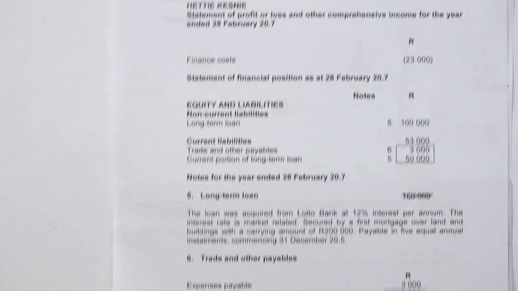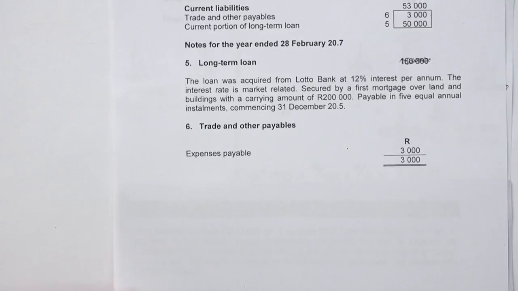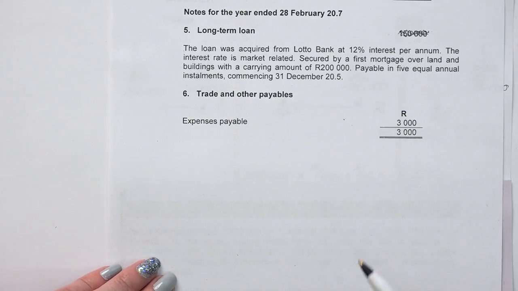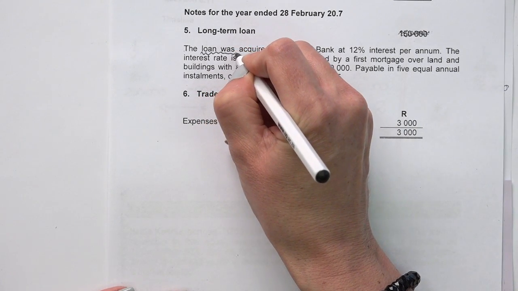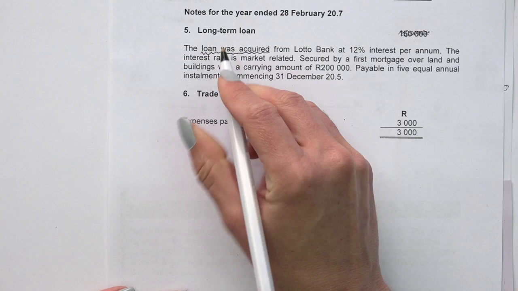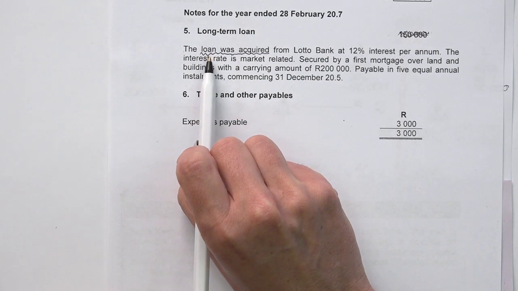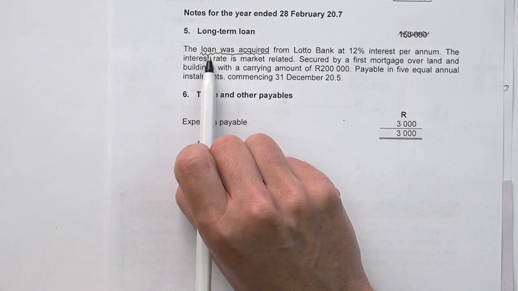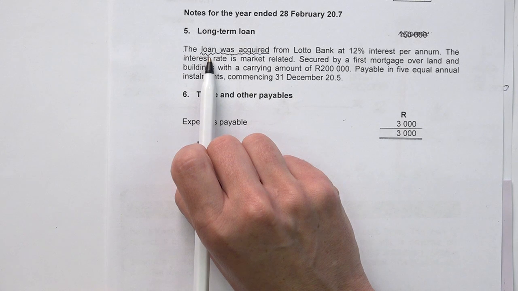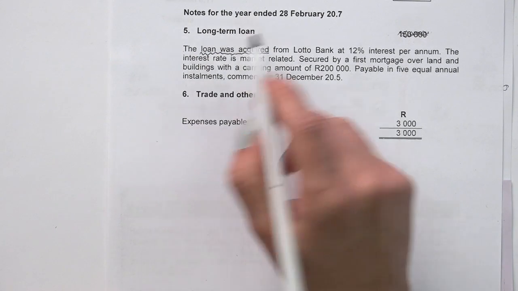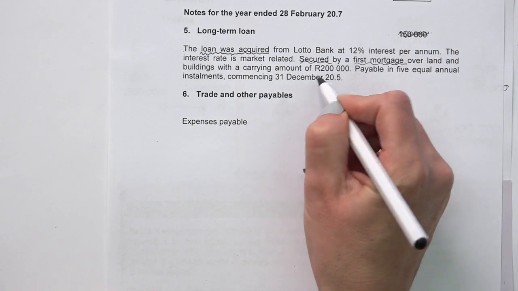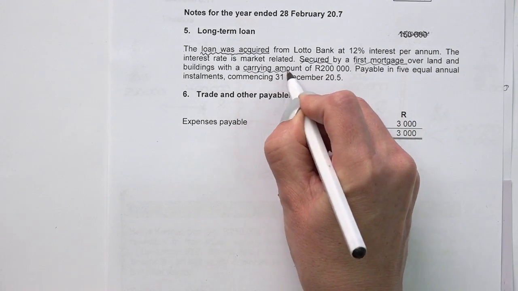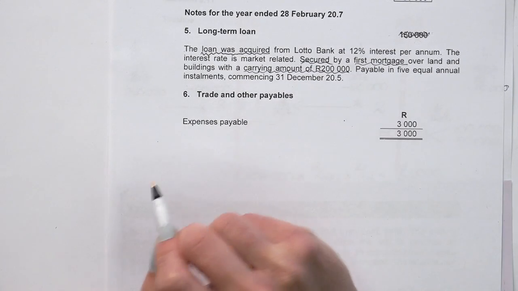In the note, we discussed that we need 4 items. We need the nature of the liability, and there they tell me it was a loan. Remember, you can also have debentures. That's what I imply with the nature. It was a loan. Then we have to tell the users of the financial statements whether it's secured or not. It's secured by a first mortgage loan over land and buildings, and we give the value of the assets that was given up as security.